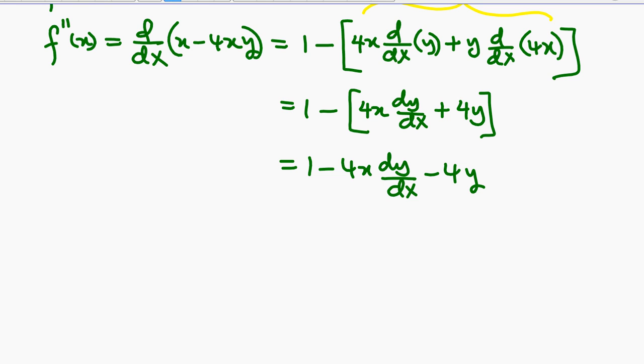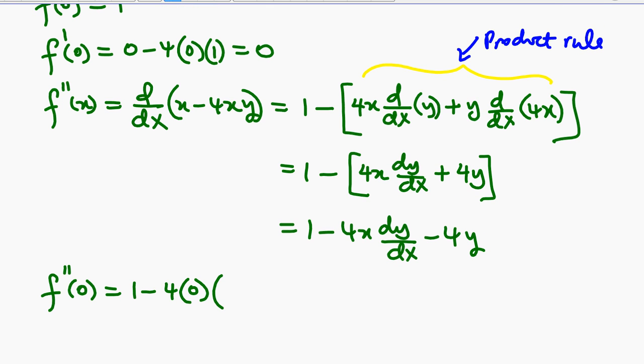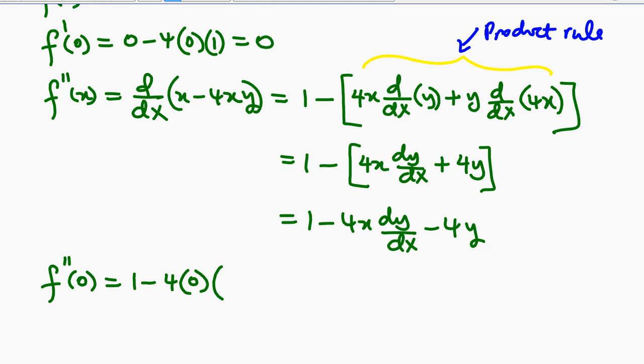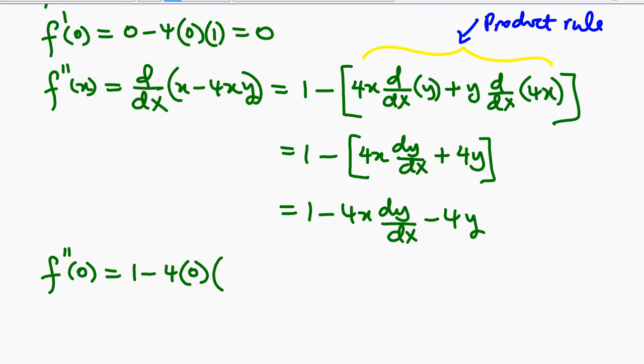So the value of the second derivative at 0, just plug in the boundary conditions. That will be 1 minus 4, x is 0, times the value of the first derivative at x equals 0 and y equals 1, which was 0 as well, minus 4 multiplied by y, which is 1, and that will be equal to negative 3.